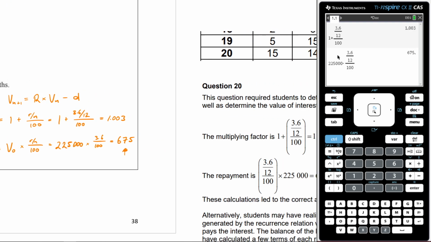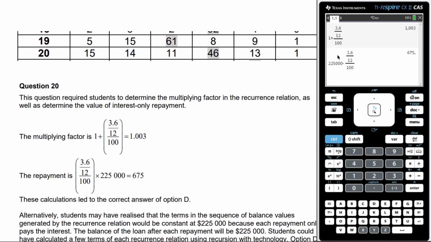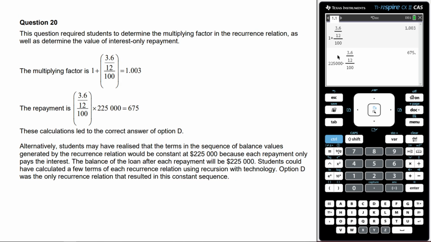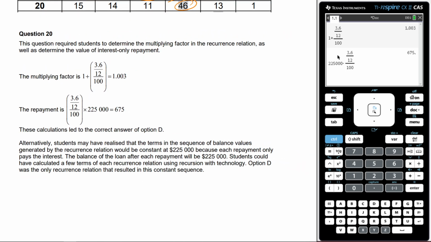All right, let's look at the examiner's report now. This was 19 and 20. 61% of people got the first bit right. 46% of people got the second part right. And they do give us a bit of a spiel here, so let's give it a read, shall we?